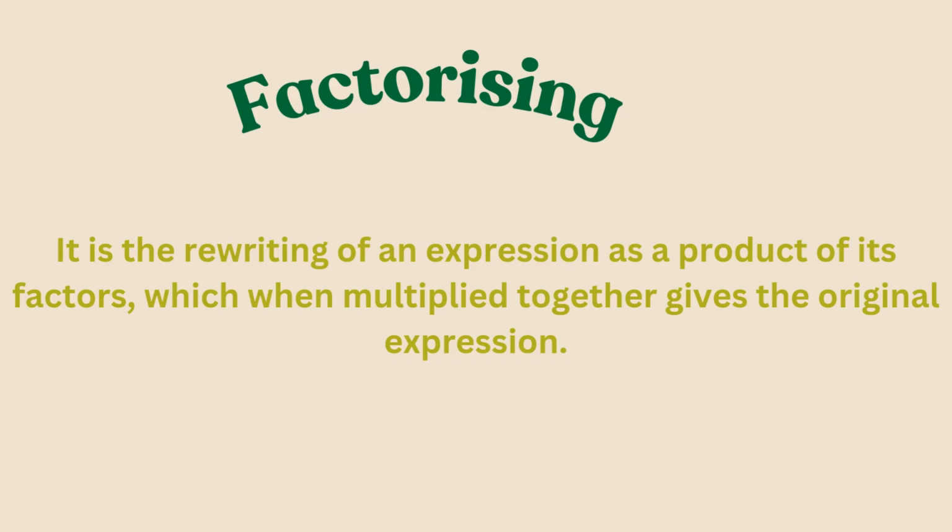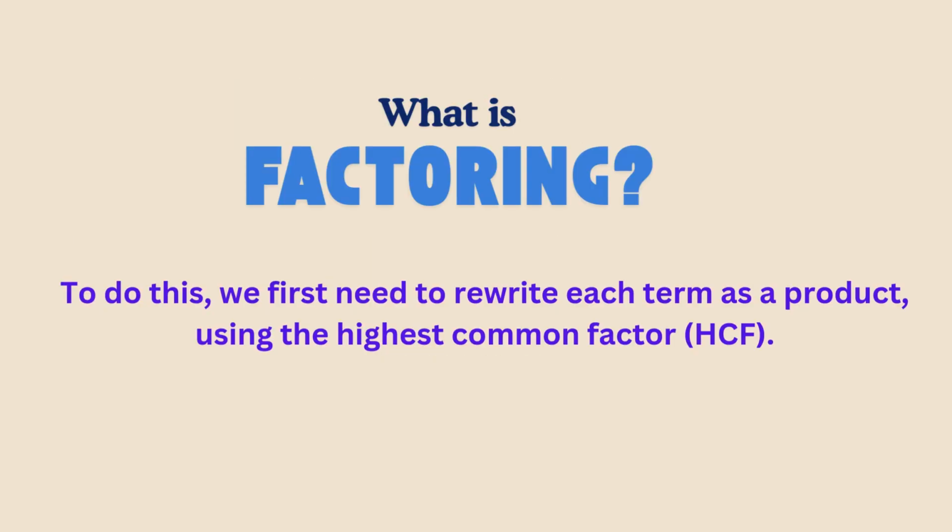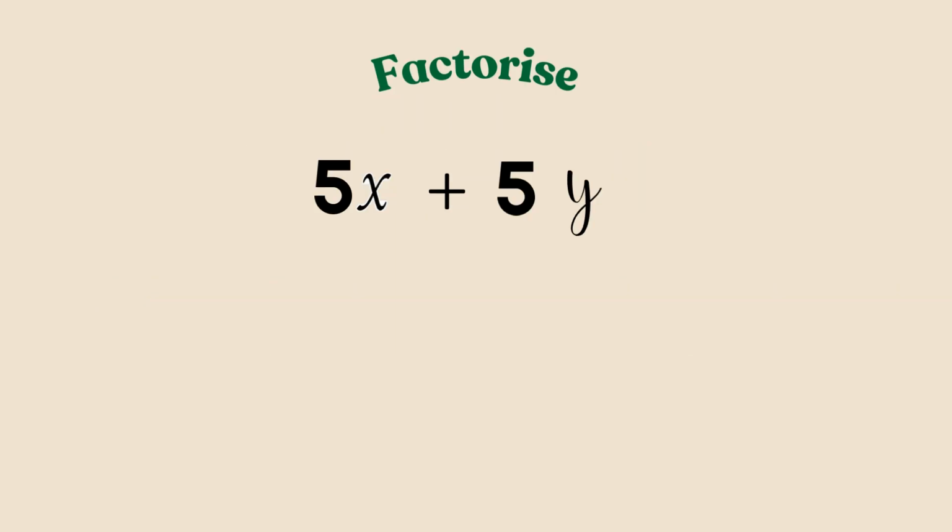Factorizing can be defined as rewriting an expression as a product of its factors, which when multiplied together, give the original expression. To do this, we first need to rewrite each term in the expression as a product using the highest common factor. Let's start with something simple, 5x plus 5y.